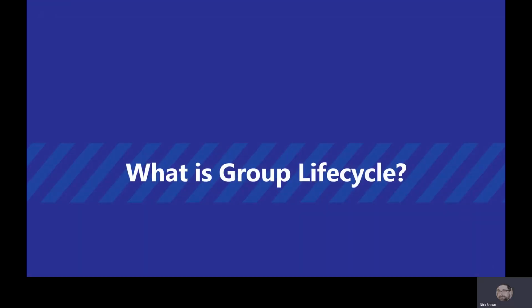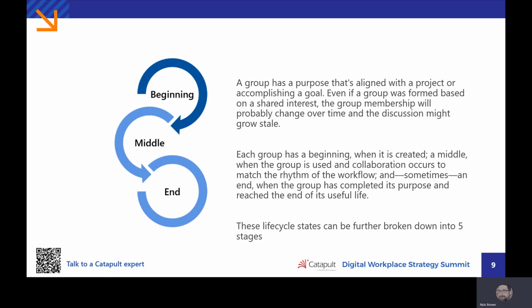Now that we have established an understanding of the basic function of an M365 group, let's dive deeper into its normal lifecycle. A group has a purpose that's aligned with a project or accomplishing a goal. Even if a group is formed based on a shared interest, the group membership will probably change over time and the discussion might grow stale. Each group has a beginning, when it is created, a middle, when the group is used and collaboration occurs to match the rhythm of the workflow, and sometimes an end, when the group has completed its purpose and reached the end of its useful life. These life cycle states can be further broken down into 5 stages.